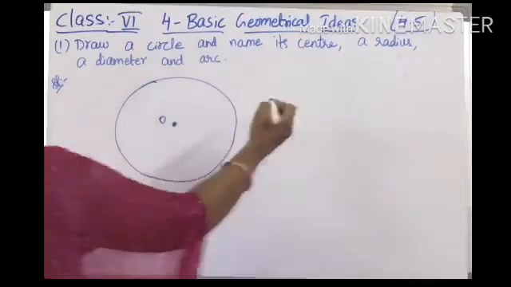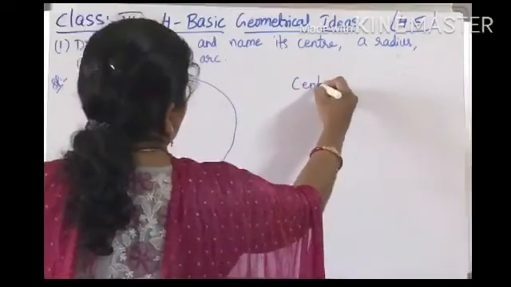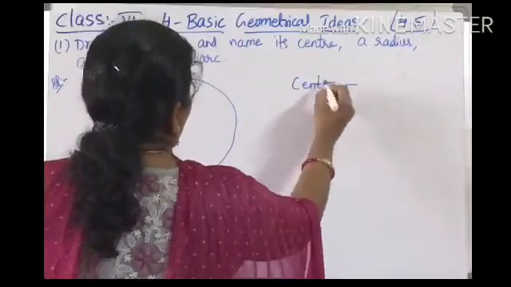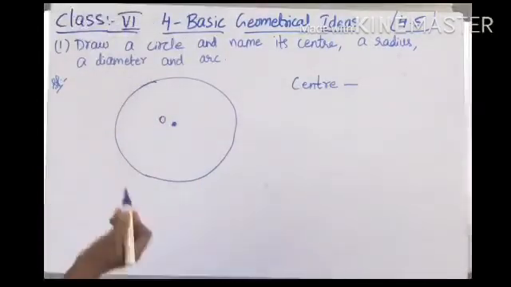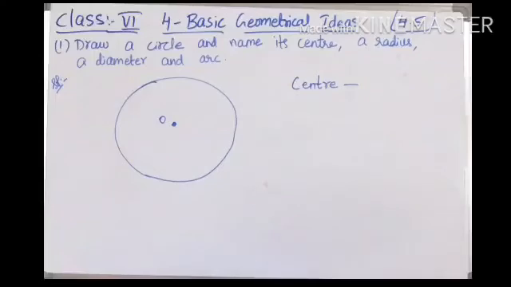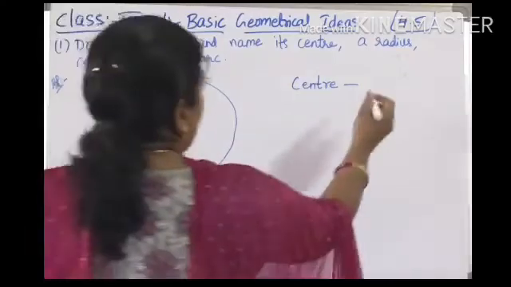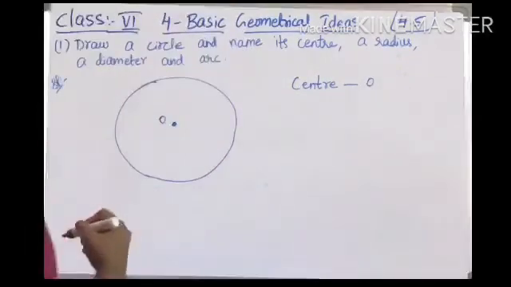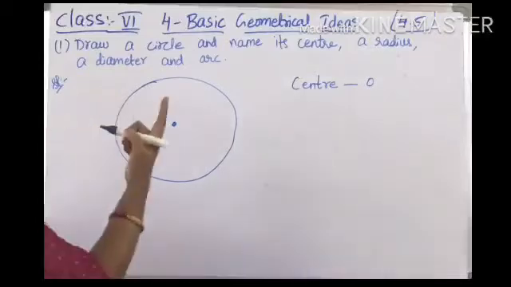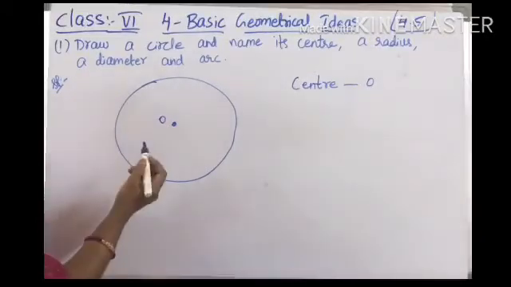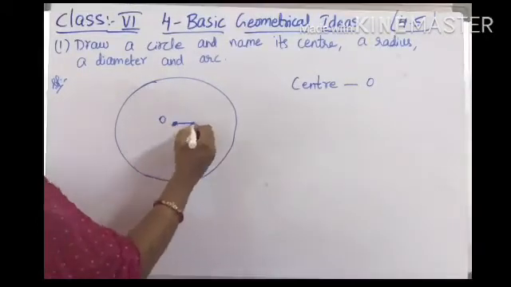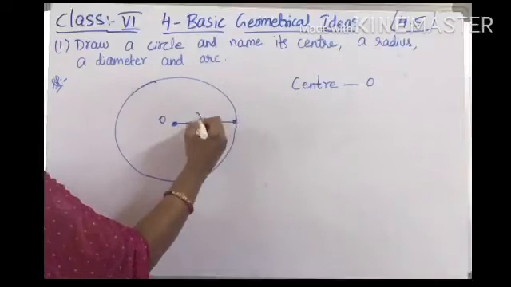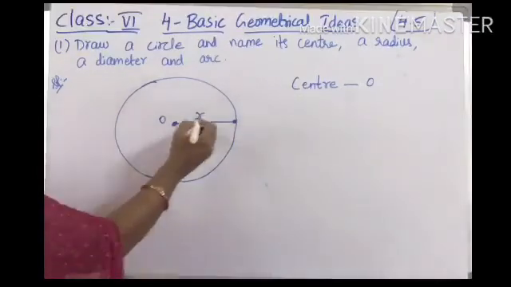Here you can write any alphabet; it's not compulsory to write O. The center is a point, and a point is represented with any alphabet, and you have to use capital letters. So here I am taking center O and radius. What is radius? A line segment joining the center to any point on the circle. This is nothing but the radius.